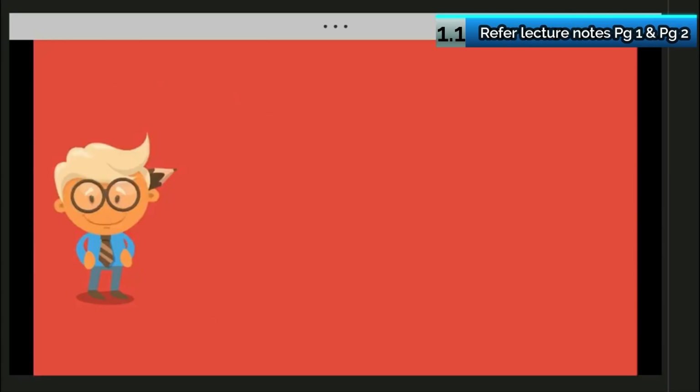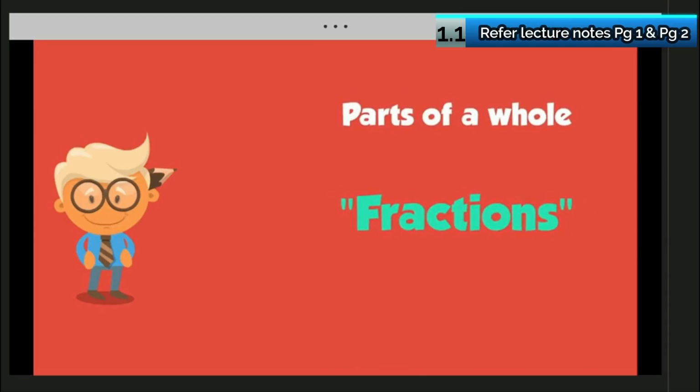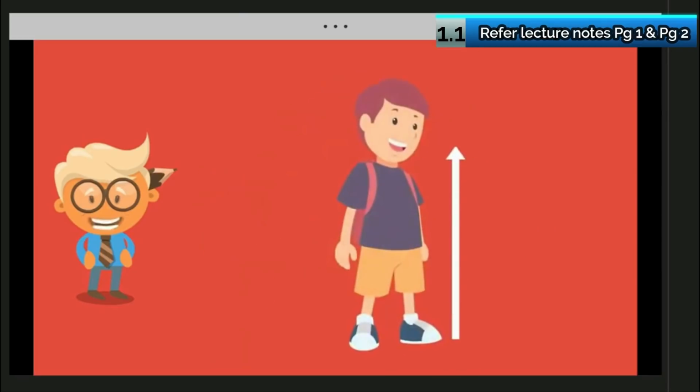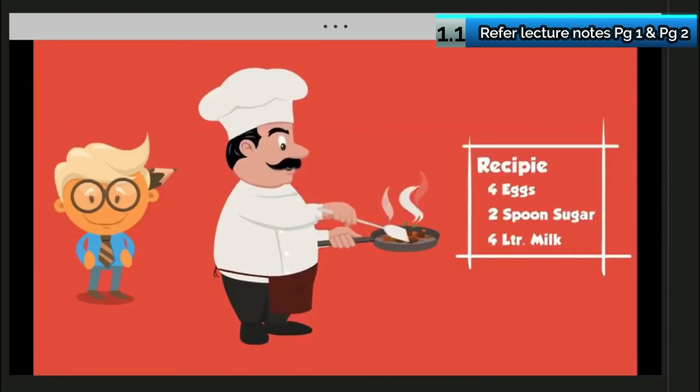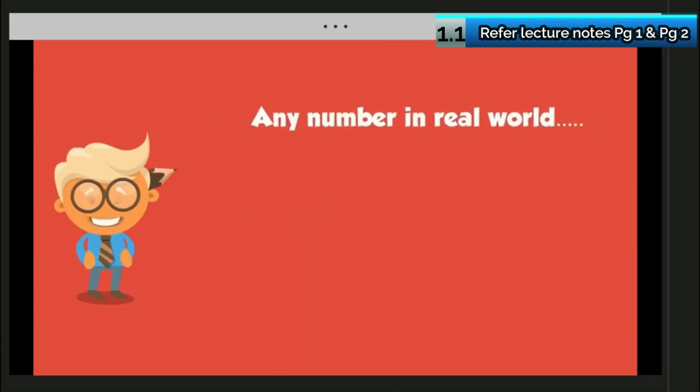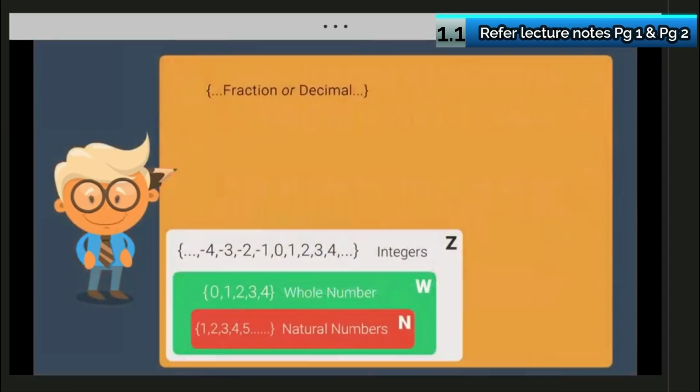So far so good. However, there are situations when you need to deal with parts of a whole, or fractions as they are called. For example, parts of a pizza, measuring height more accurately, in this case 1.5 meter, calculating the fraction of difference of time in a very close race, specifying measures of ingredients in a cake's recipe and so on. So any and every number that you can practically think of, any number in the real world which can be denoted as a fraction or in decimal form, constitutes what is called real numbers.